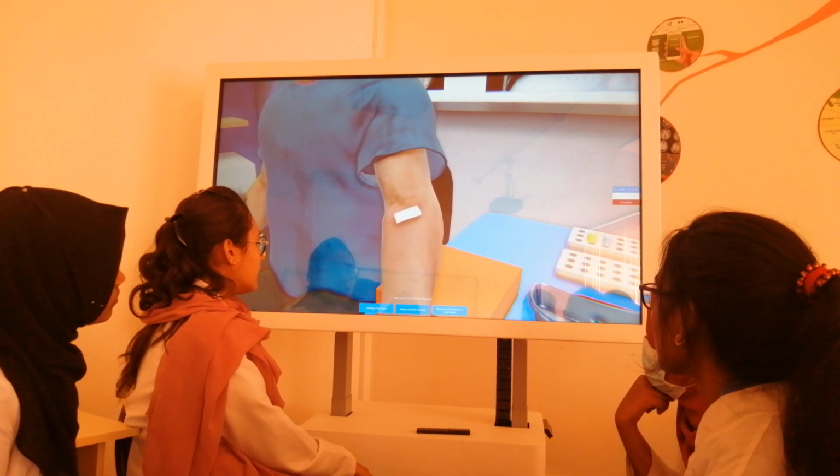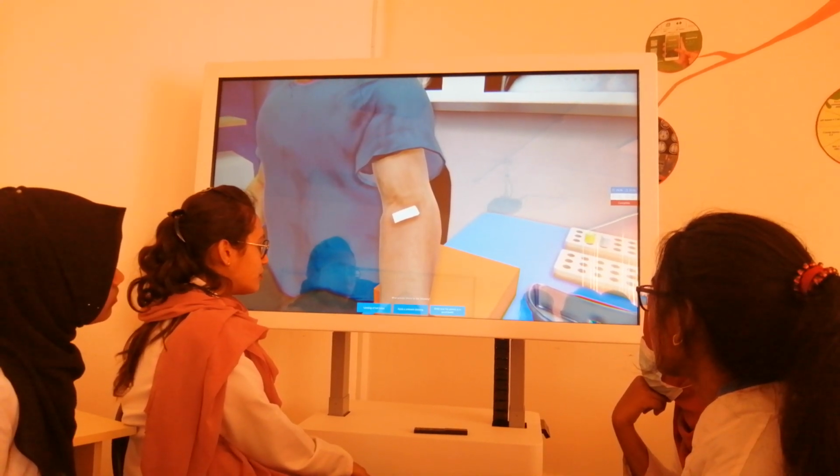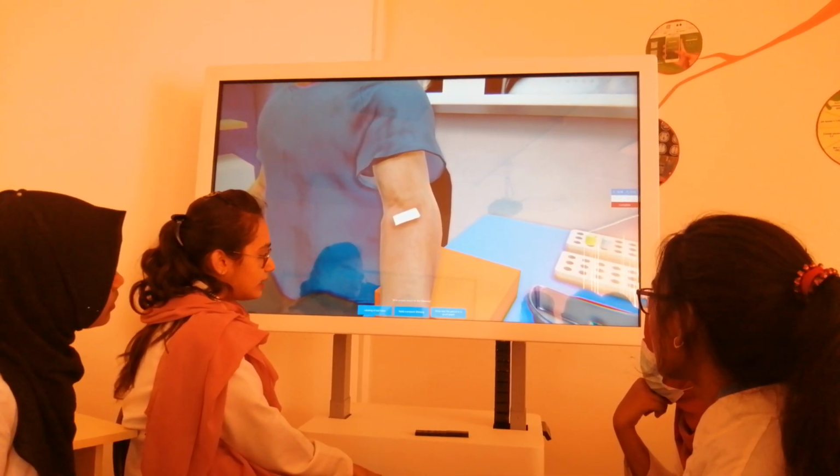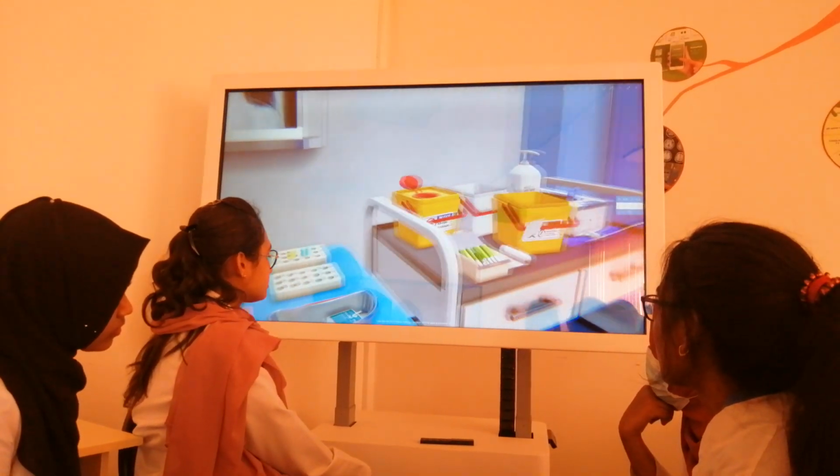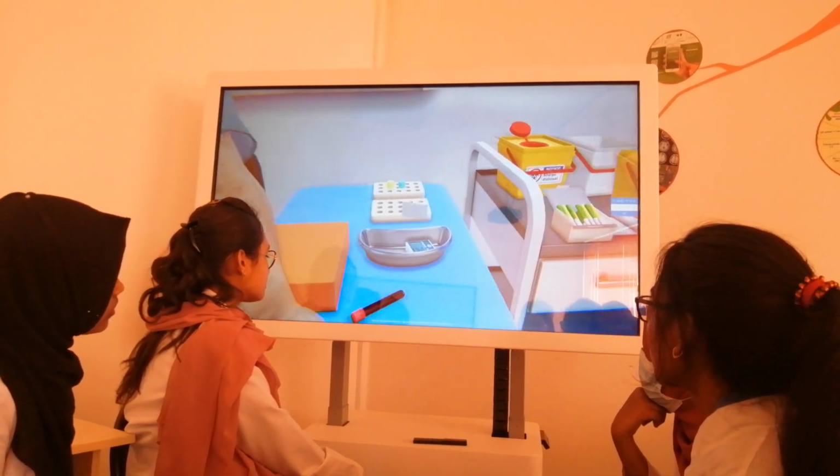What process should be the following? Apply pressure dressing. Labeling of test tubes. Make sure the patient is in good health. Remove the alcohol wipe from the puncture site and apply pressure dressing.